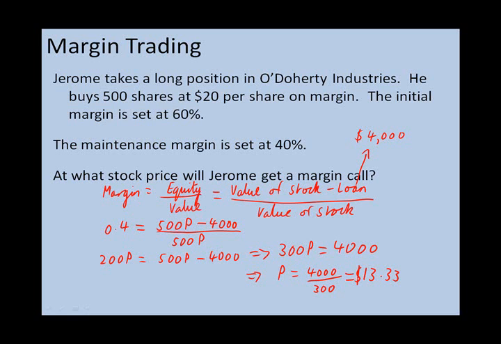Is there a way that Jerome could avoid getting a margin call? Well, you could use a stop loss sell to avoid the margin call. Jerome bought the shares at $20 per share. Now, if Jerome is very concerned about making a loss, he could place a stop loss sell order, maybe at $15, and that would limit his losses. So as soon as the price fell to $15, the shares would be sold for Jerome and his losses would be stopped at that point. And that would mean he avoids the margin call.